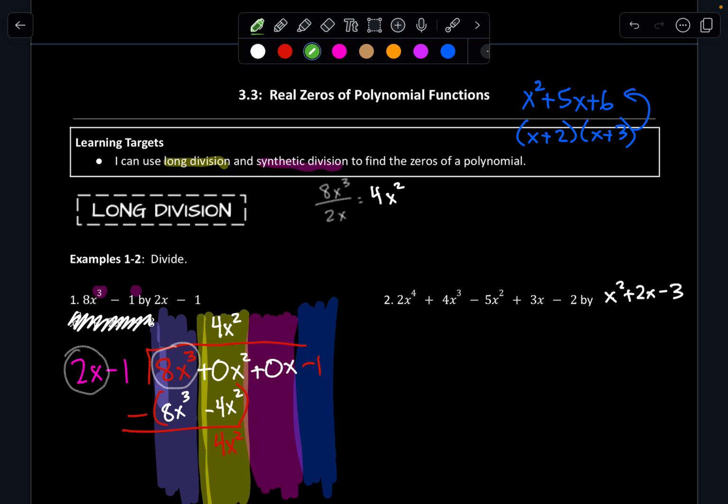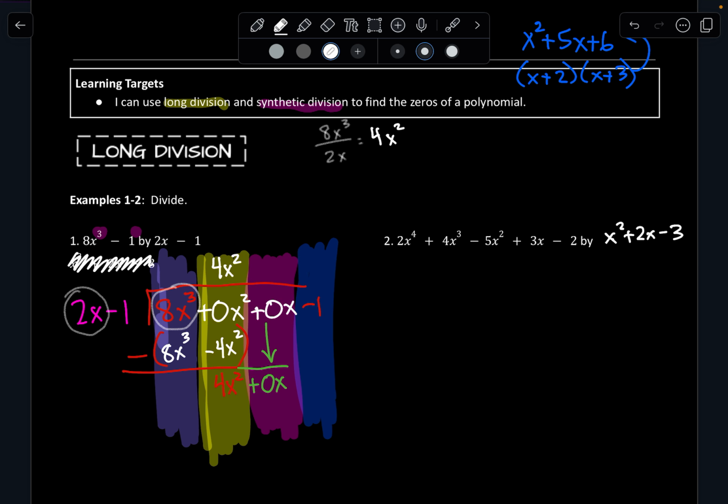Then, just like division with numbers, you bring this down, plus 0x. Okay, so now we're going to look again at the first term and this first term. So 2x times what would give us 4x squared? And in that case, it would be 2x. And it's a positive 2x. So we're going to put it in the x column.